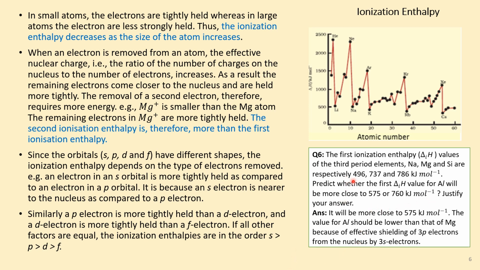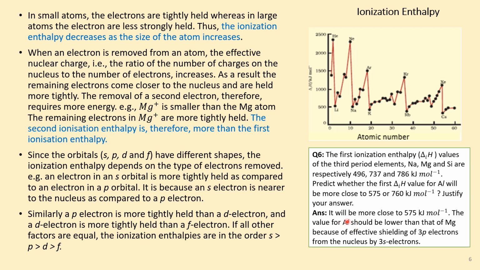Please read the question once again. The first ionization enthalpy delta IH values of the third period elements sodium, magnesium, and silicon are given as 496, 737 and 786 kilojoules per mole. Predict whether the first delta IH value for aluminum will be closer to 575. So justify your answer.